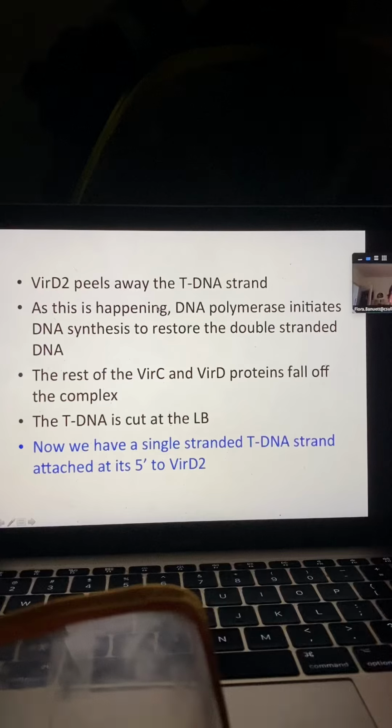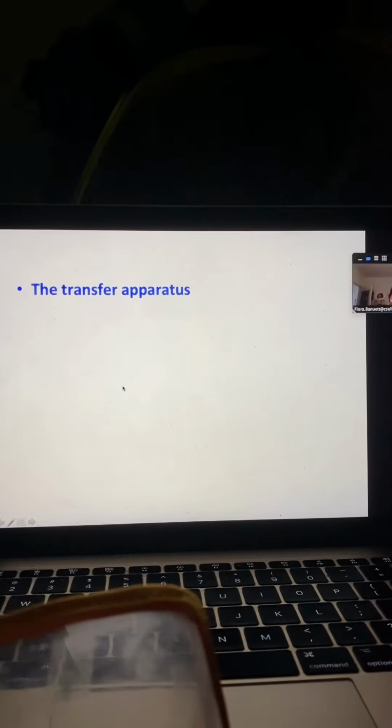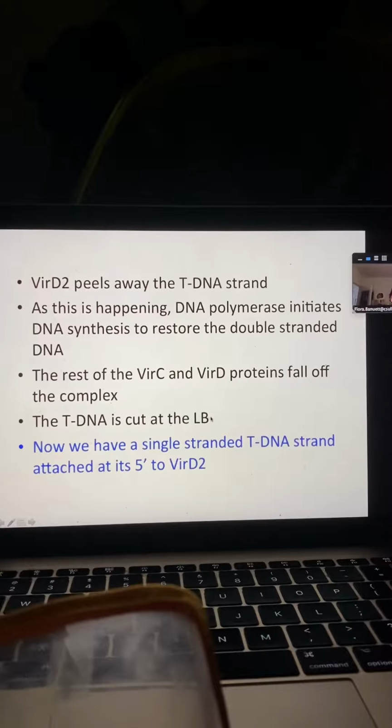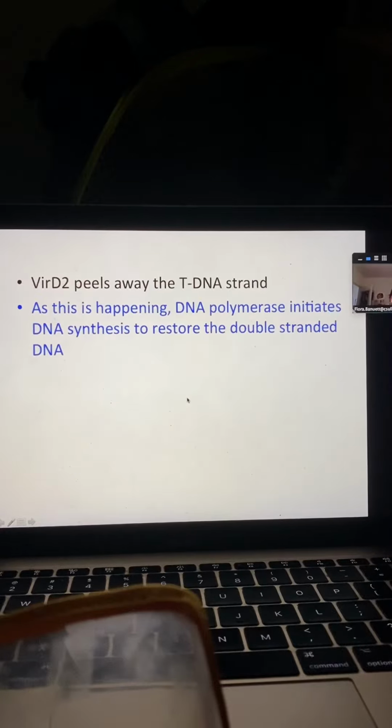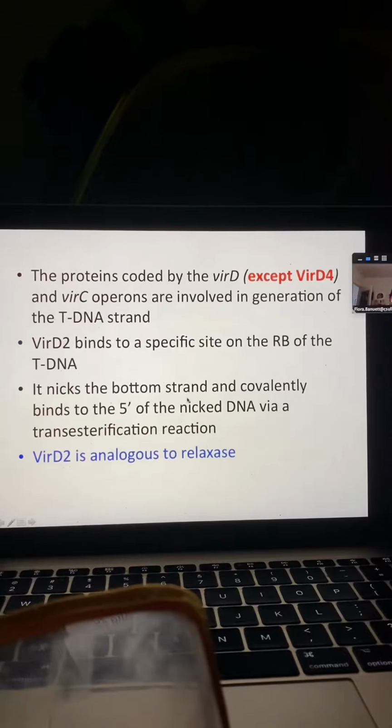So, okay, as I mentioned, the tDNA is cut at the left border, TL, sorry, and then we generate, as I showed in the diagram, a single-stranded tDNA molecule with VRD2 attached covalently to it. There is a phosphodiester bond here, joining the DNA to a particular tyrosine on this protein.